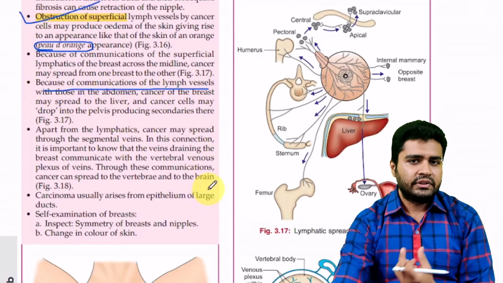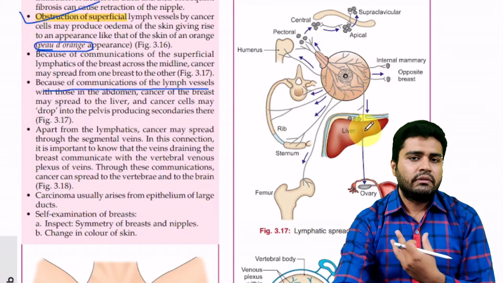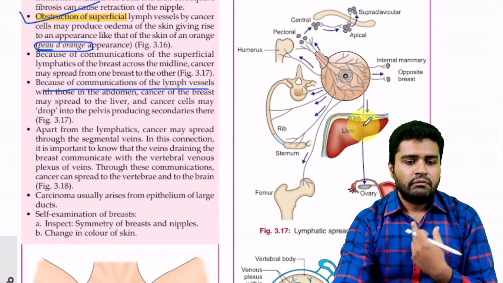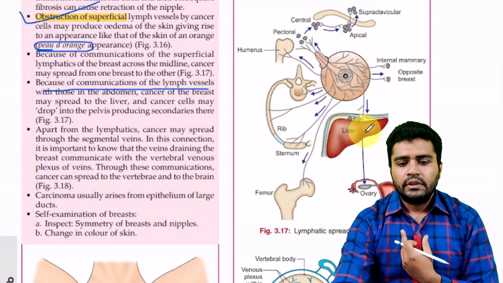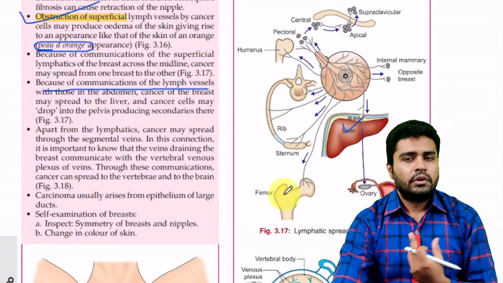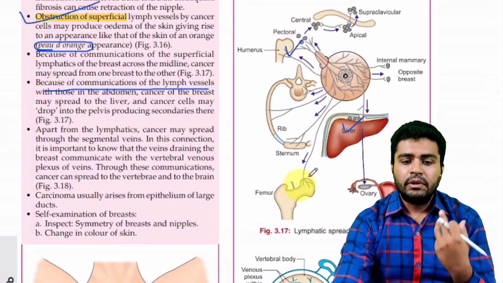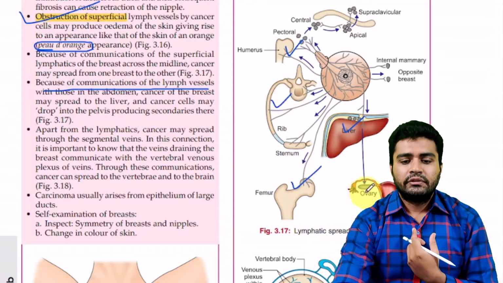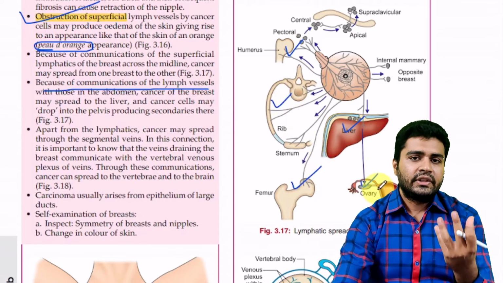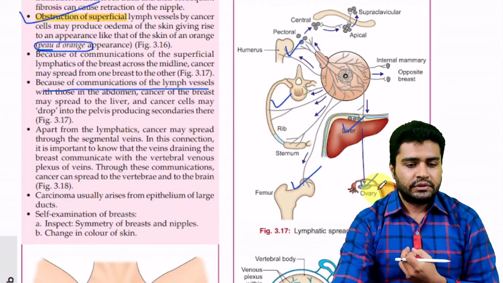Another most important thing we need to remember is the communication of the lymphatic vessels. If breast cancer is there, then these lymph vessels communicate with different organs. Which organs are affected? You must remember the liver, then the bones: vertebrae, humerus, femur, ribs, as well as the ovaries. The cells can spread through the lymphatics to these different areas.